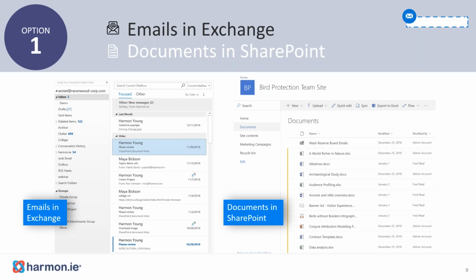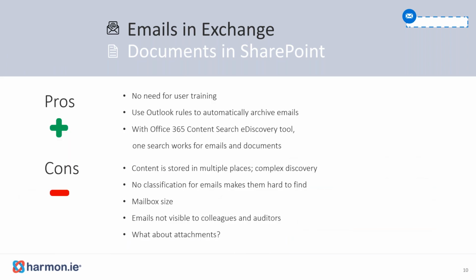Option number 1 is what some of you mentioned at the top in the first poll questions. That's to maintain emails in Exchange and maintain documents in SharePoint according to the Microsoft dictates for documents. Let's take a look at some of the pros and cons of this. So the pros are, there's no need for user training. People just continue doing what they're always doing. You can try and use things like Outlook rules to automatically archive emails or move emails to folders based on some criteria like subject name, subject words.